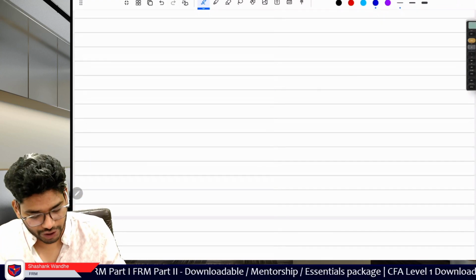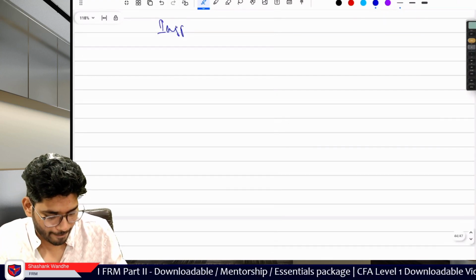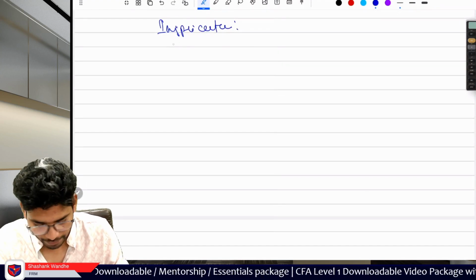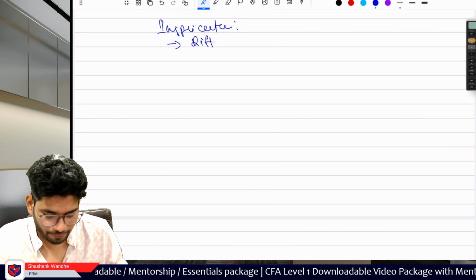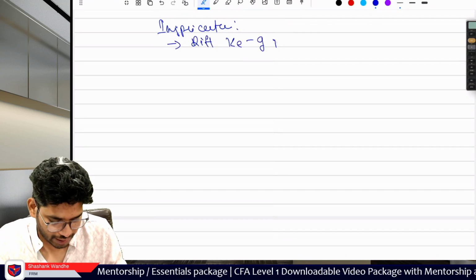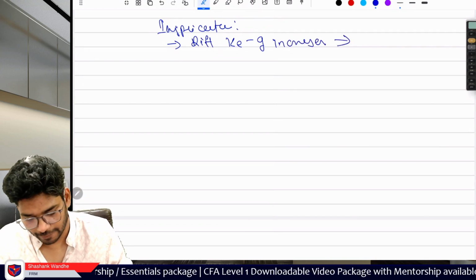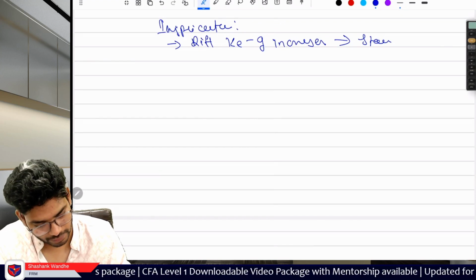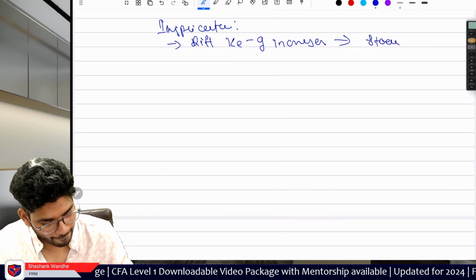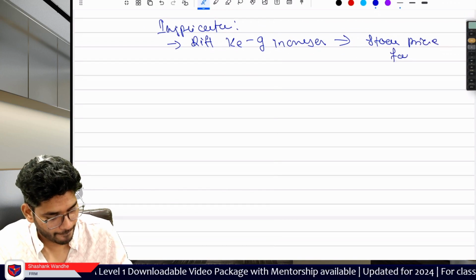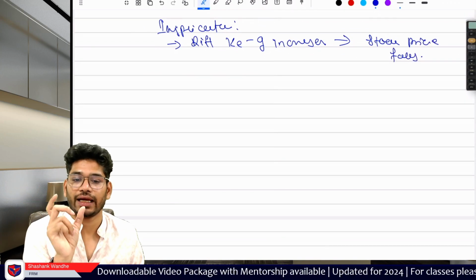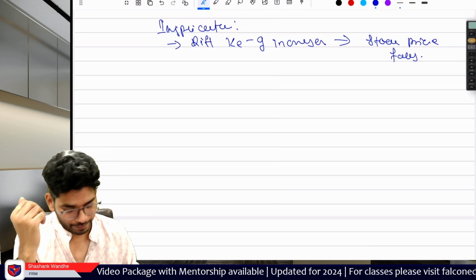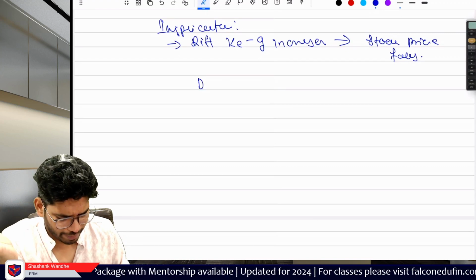First, understand some implications of Gordon's growth model. As the difference of Ke and g increases, the stock price falls. If the difference between Ke and g is more, then stock price will be lower. If it is less, then stock price will be higher. You can see this, this is based on the mathematics only.